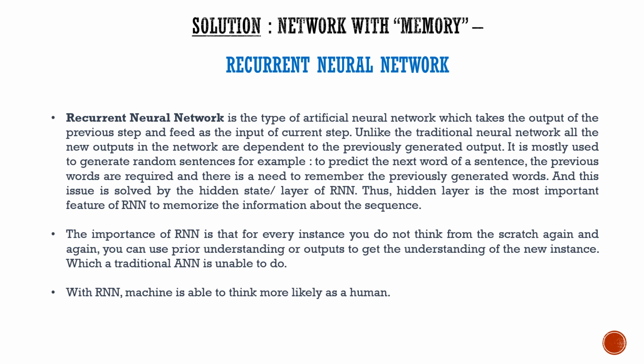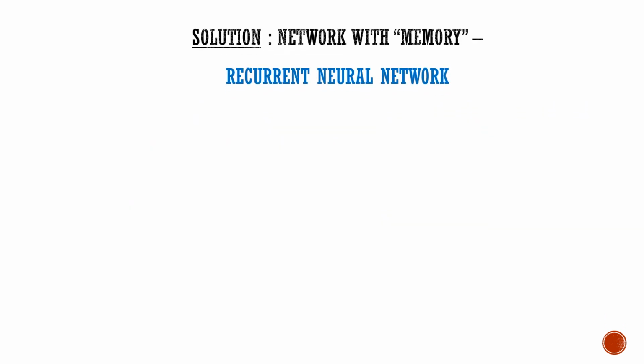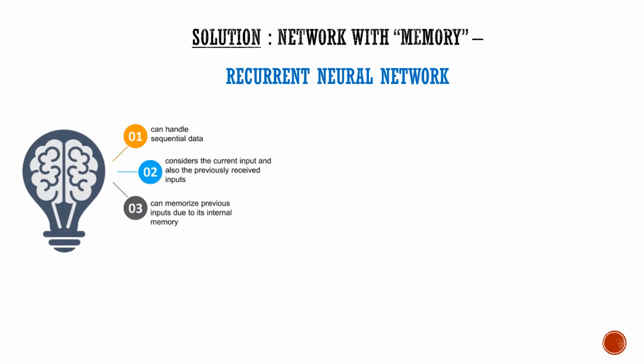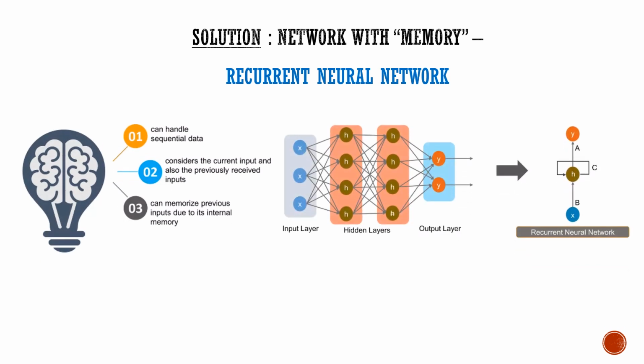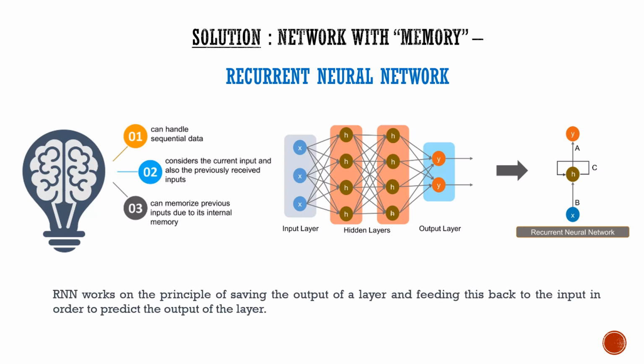Thus, due to this framework, the RNN can handle sequential data. It considers the current input and also the previously received inputs, and can memorize the previous inputs due to its internal memory, that is the hidden layers.